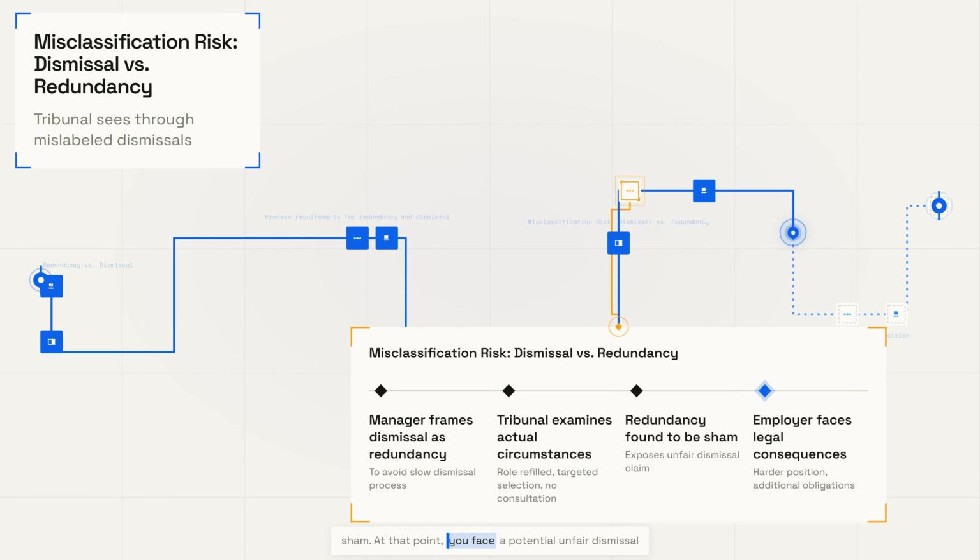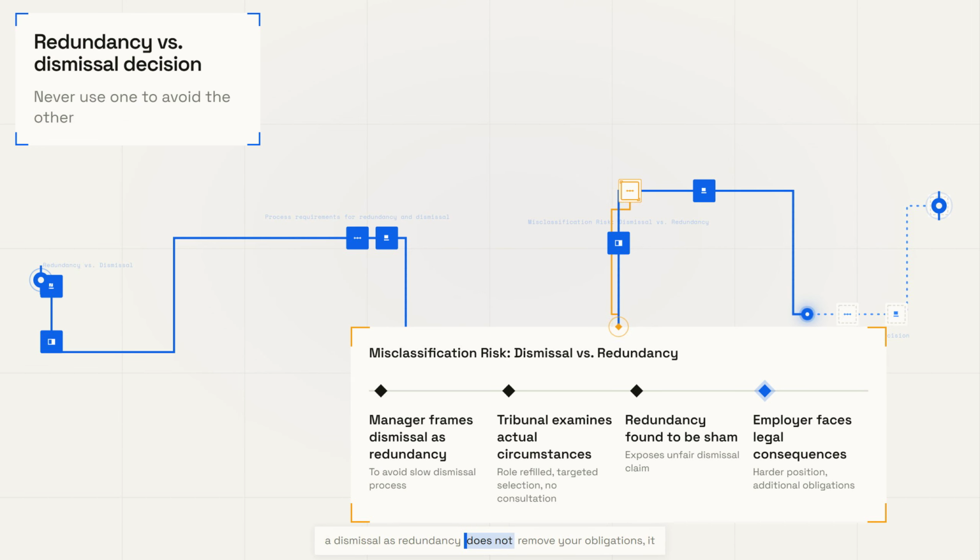At that point, you face a potential unfair dismissal claim, and using the wrong process to avoid the right one makes your position harder, not easier. Disguising a dismissal as redundancy does not remove your obligations, it adds to them.